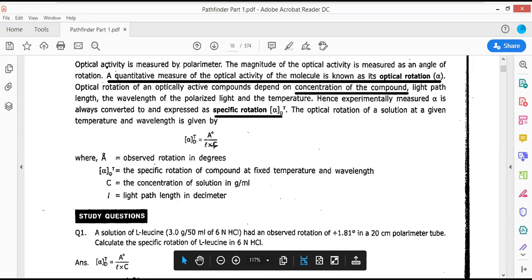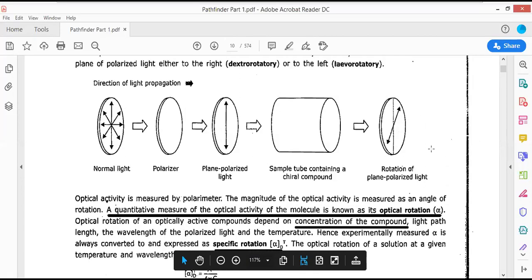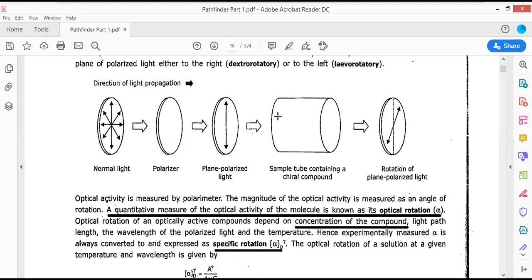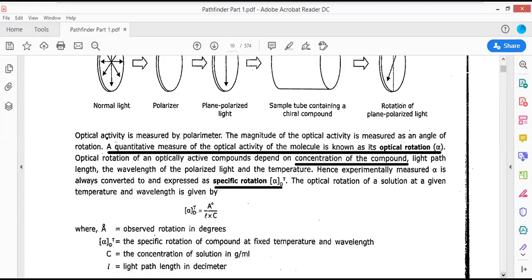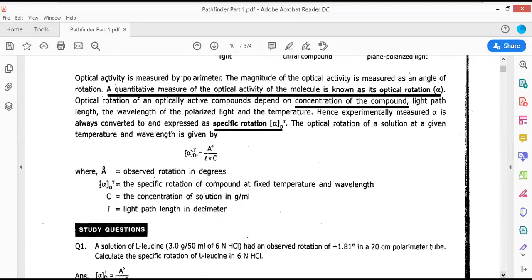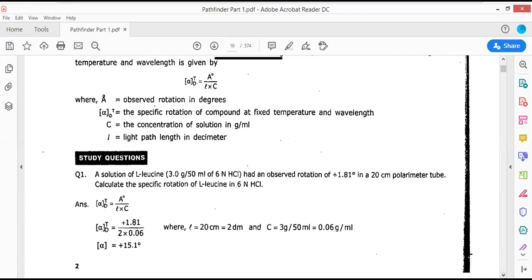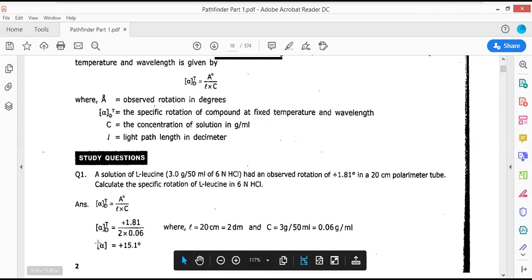3 divided by 50 would be the concentration in gram per ml. It has an observed rotation, meaning the value of alpha is being given, that is 1.81, in a 20 centimeter polarimeter tube. This entire instrument that measures the optical activity of any molecule with respect to light is referred to as the polarimeter. This polarimeter can be effectively used to measure the optical rotation. So 1.81 is the observed rotation.